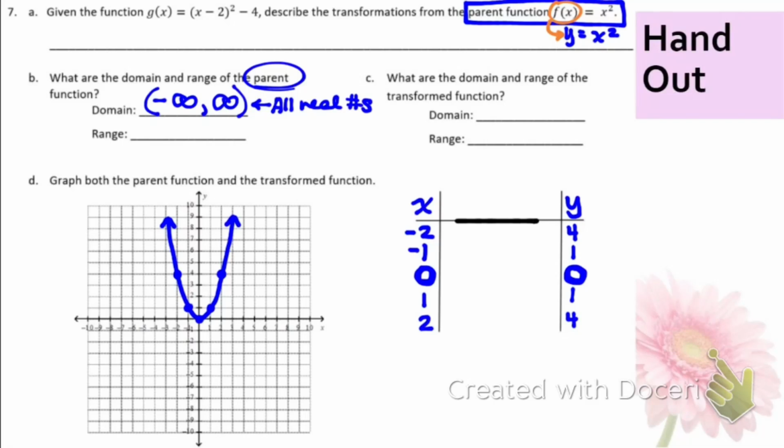Does this parabola have a maximum or a minimum? Minimum. When I go to write my range, we always write the minimum first, and then we write the maximum. What is the minimum? What's the smallest y? 0. So I've got a bracket and 0. Infinity. Why infinity? There is no maximum. It keeps going. Let's start talking about this transformed function now.